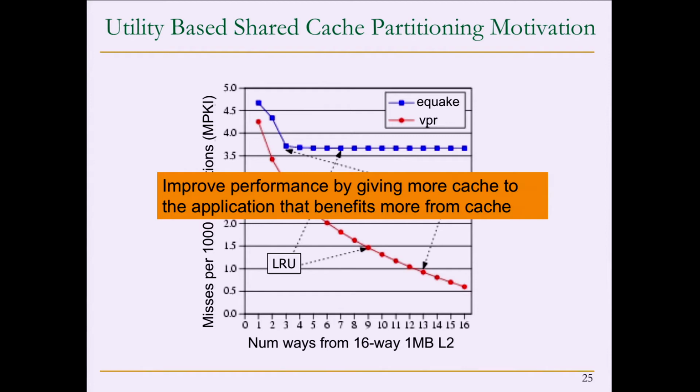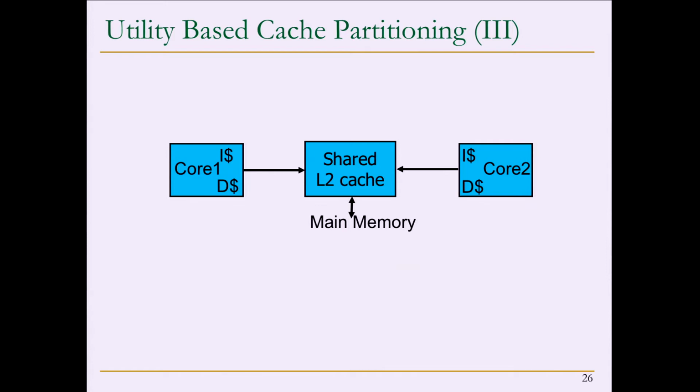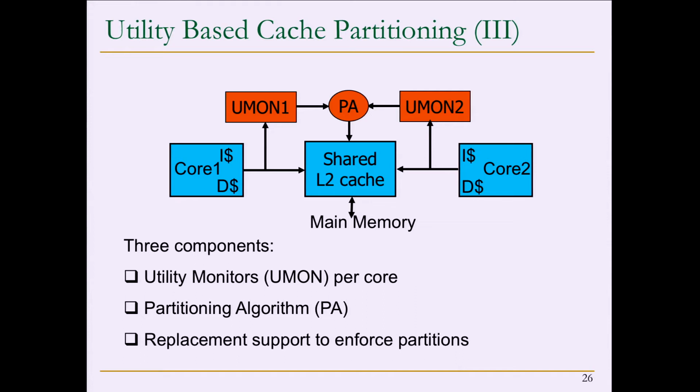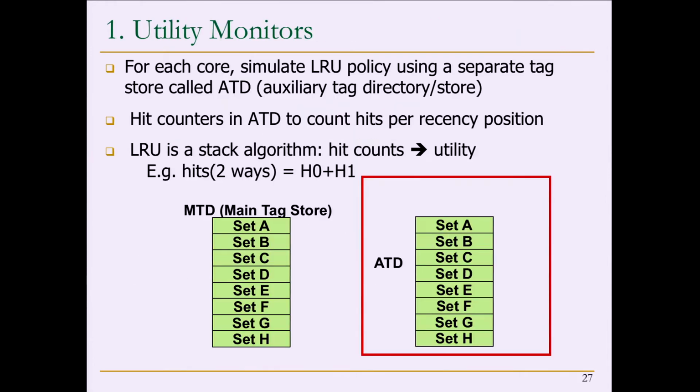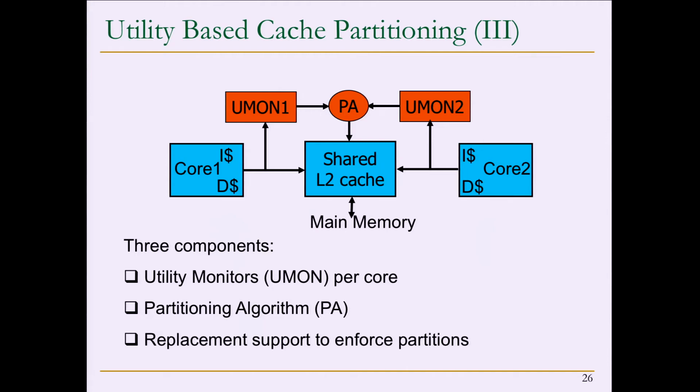So basically, we would like to improve performance by giving more cache to the application that benefits from more cache. And the idea is relatively simple. It requires some implementation challenges, of course. So we have 3 components. We want to monitor the utility each application is getting from the cache, from each extra way. These are called utility monitors. So for each core, you will have these. And we will feed these utility numbers to a partitioning algorithm that decides how to allocate different ways. How many ways do you allocate to each application? And, of course, you need to have a replacement support to enforce partitioning. Does that make sense? So we're going to do it at a way-based level, because collecting information for the utility is easier if you look at different ways.